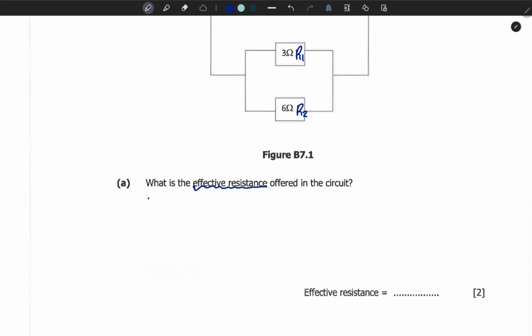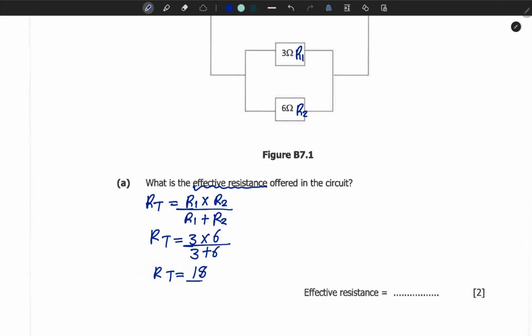So if you have two resistances, you can just go direct. RT is equal to resistor 1 times resistor 2 over the sum resistor 1 plus resistor 2. So total resistance is equal to 3 times 6 over 3 plus 6. So 3 times 6 is 18. 3 plus 6 is 9. Then we have 2 ohms.